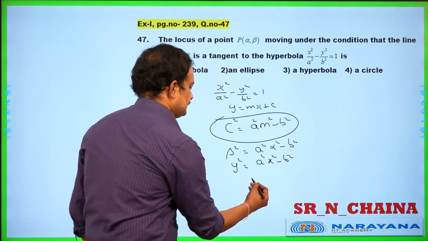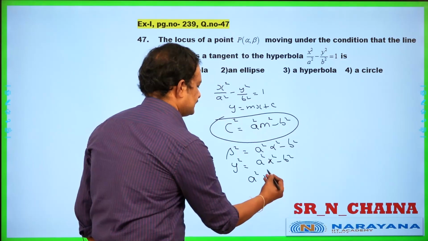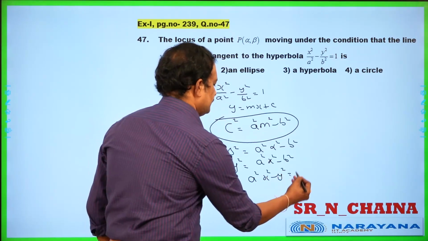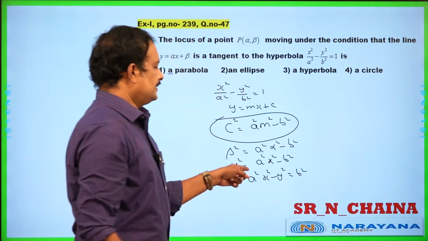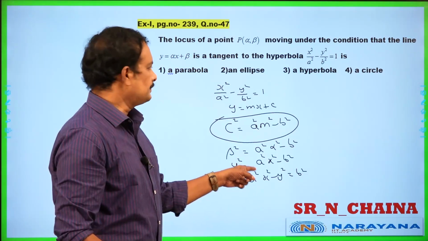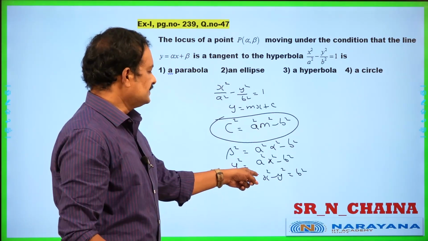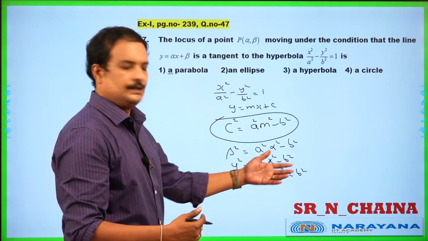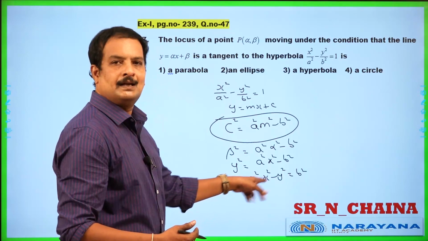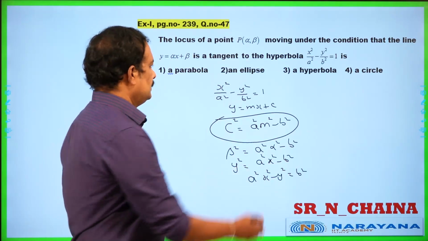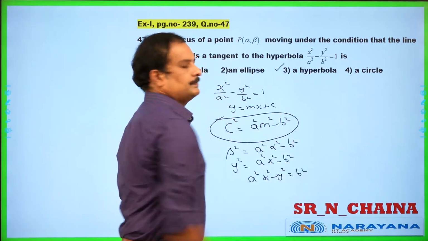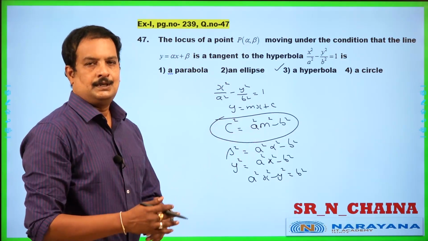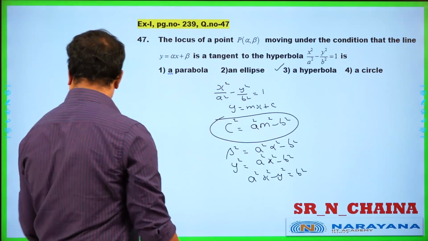So when you simplify this one, we are going to get a square x square minus y square equal to the b square. Very clearly it is nothing but what? A hyperbola. Please check this one. Because this is something like x square by a square minus y square by b square equal to 1 model. You can just divide with b square and you will get the standard form of the hyperbola. So what the locus means? It's a hyperbola. So that is the answer for this one. Now let's go for the next question.